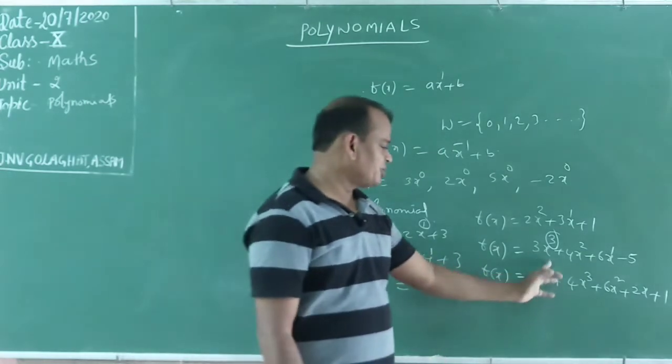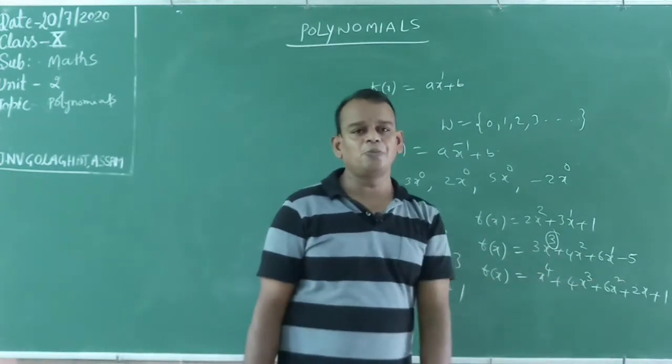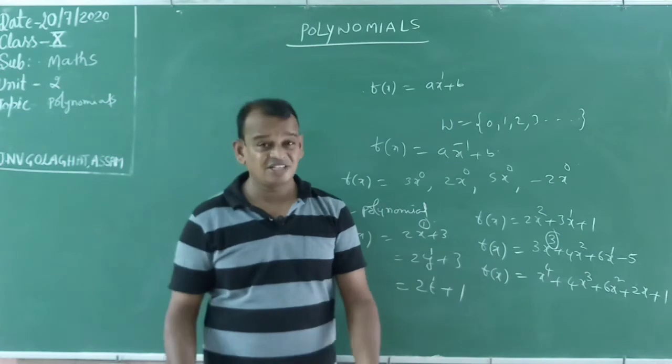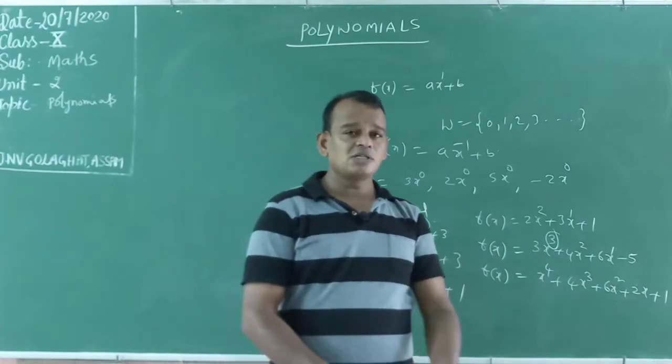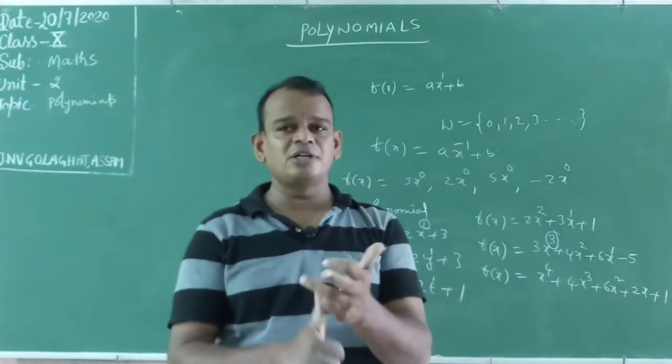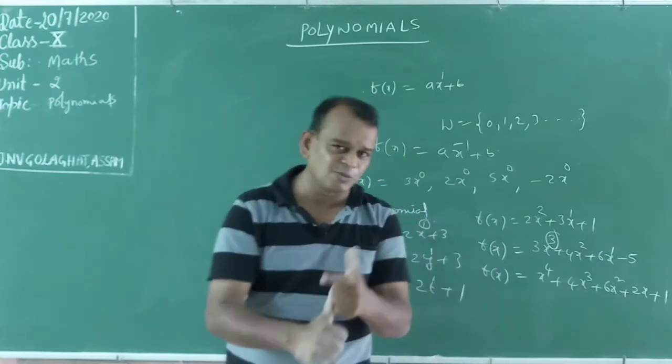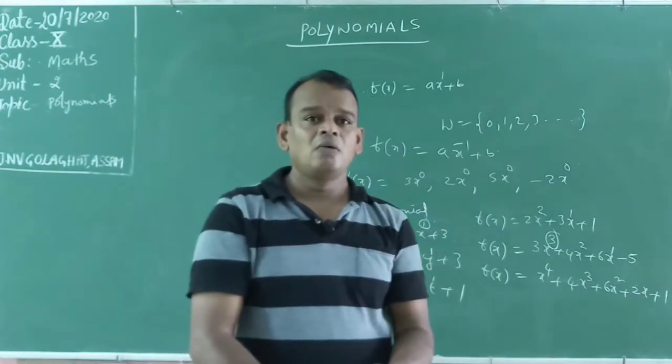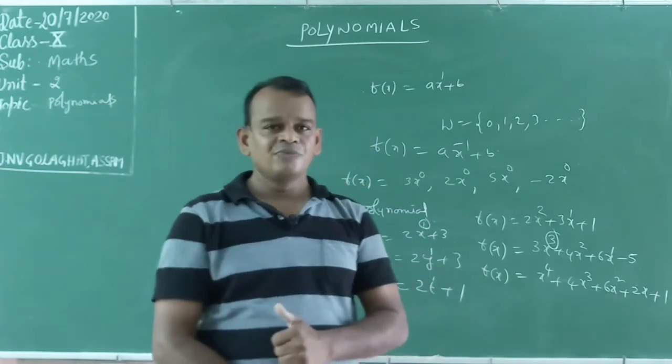This one, the highest power is 4. That's why it is called a biquadratic polynomial. Understand or not? First we learned what is the constant polynomial, what is the linear polynomial, what is the quadratic polynomial, what is the cubic polynomial. What about the biquadratic polynomial?